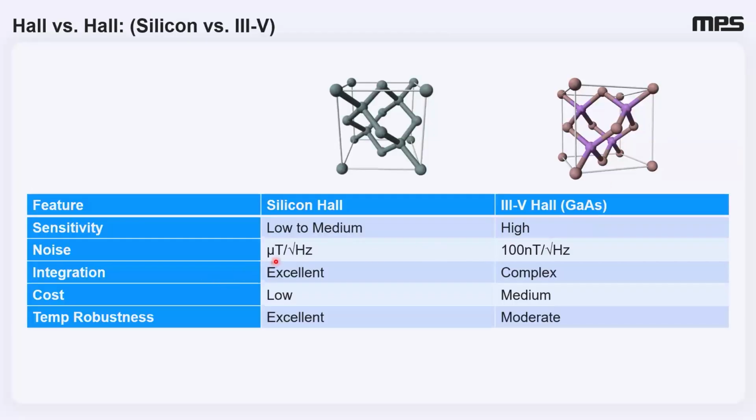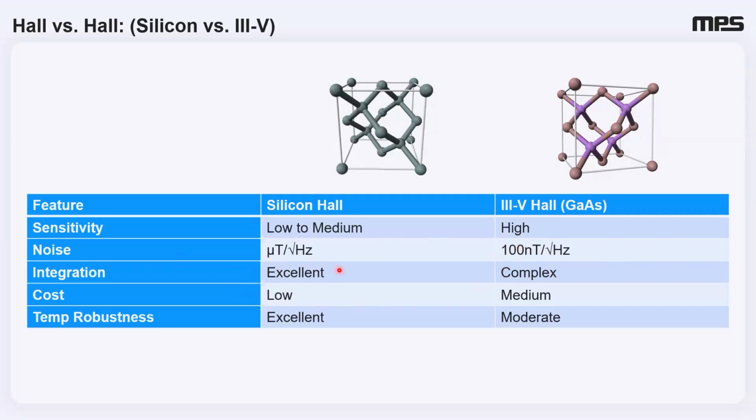Noise, microtesla per root hertz, and you'll always see us say per root hertz. That's how we measure noise. In Hall, we're always talking about a specific frequency. The good news is in Hall, this is almost completely white noise. So it doesn't matter what frequency it's microtesla per root hertz; it's the same noise at 100 hertz or 1,000 hertz because it's white noise. So we don't have to care what set point we're at. The noise for silicon is on the order of microtesla, gallium arsenide on the order of 100 nanotesla. So we're talking about at least a 10x improvement in noise.